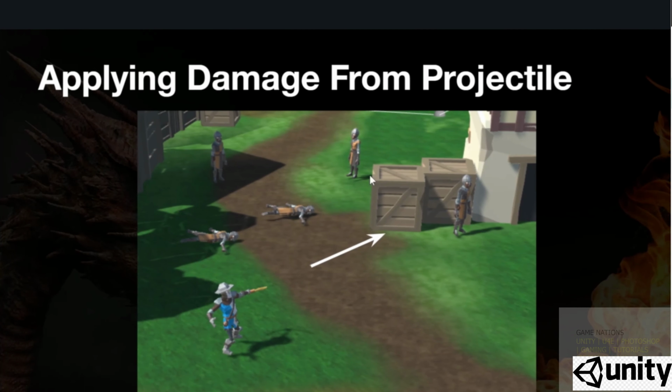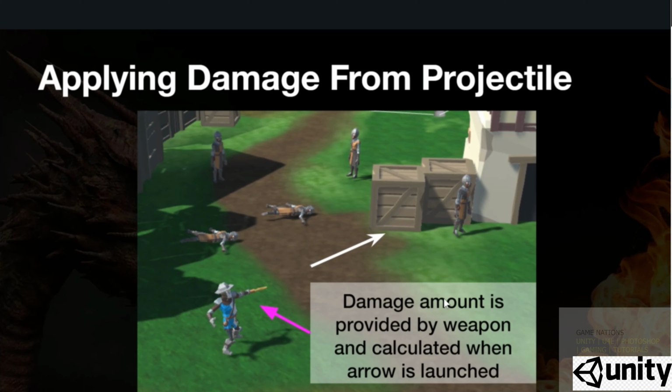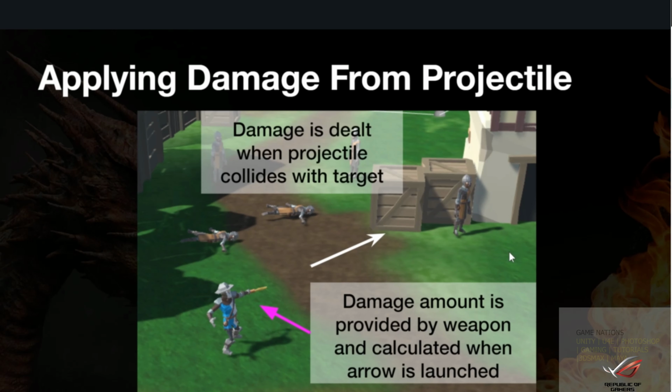And the way we're going to structure this is, here's my dude shooting his arrow. We're going to have the damage amount being provided by the weapon, in this case the bow, and then it's calculated when it's launched. So when the projectile is launched and instantiated and pushed off towards the enemy, we're going to say at that point, the amount of damage you will do is, for example, 10. And then the damage is actually dealt when the arrow collides with the enemy or with the target.